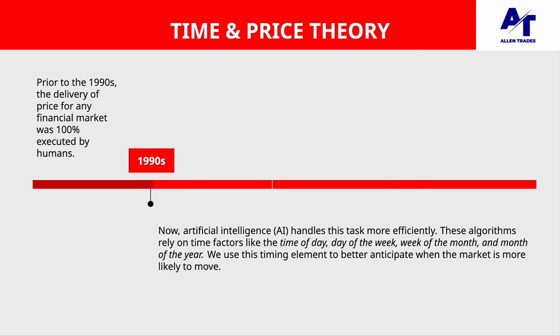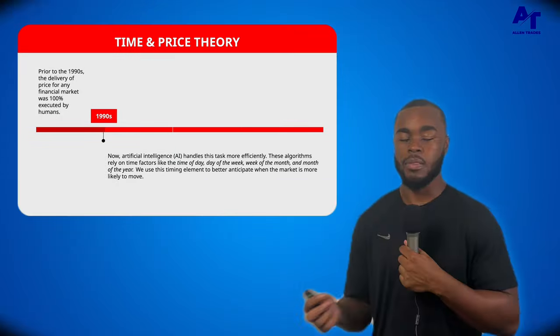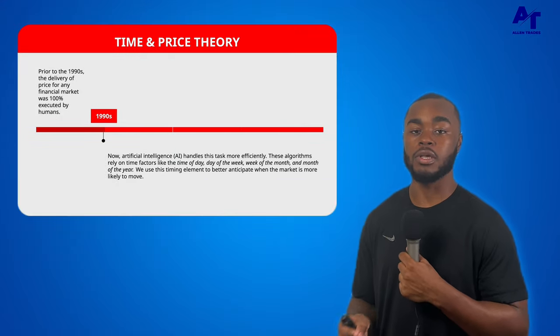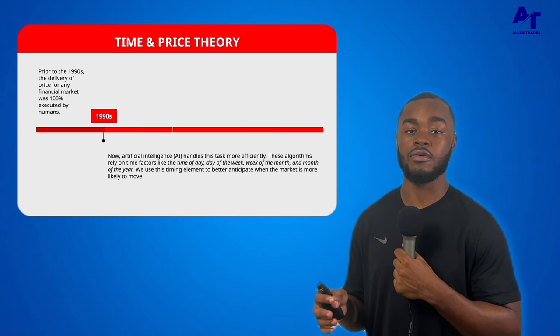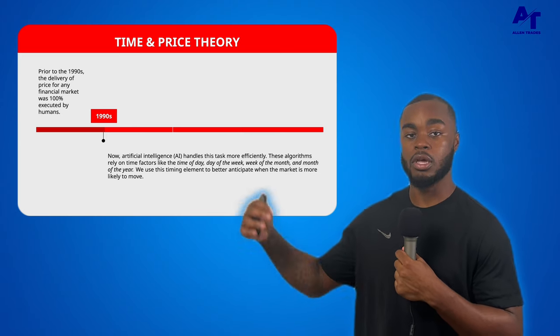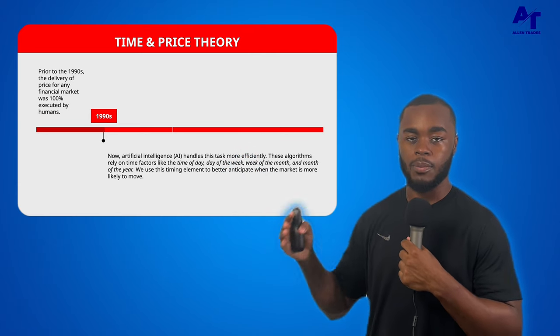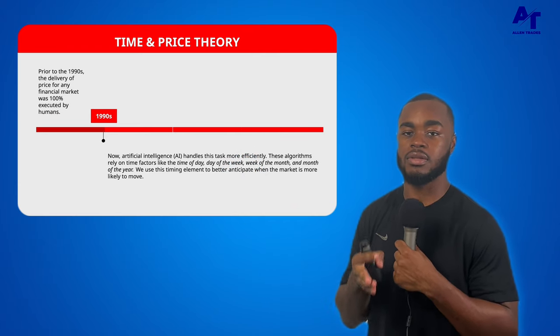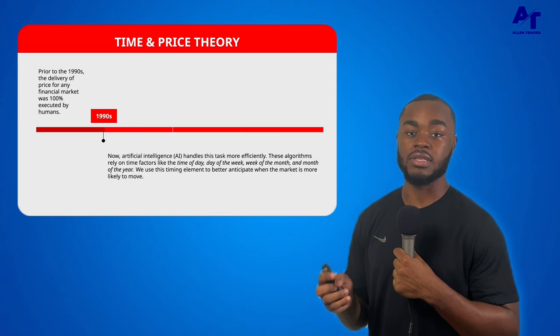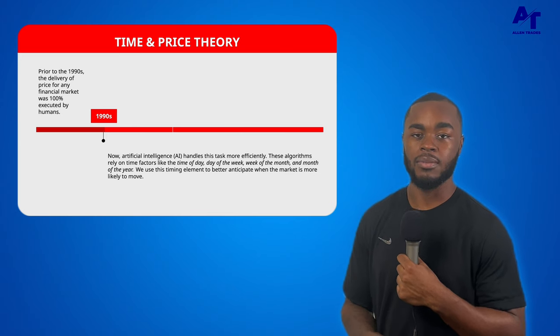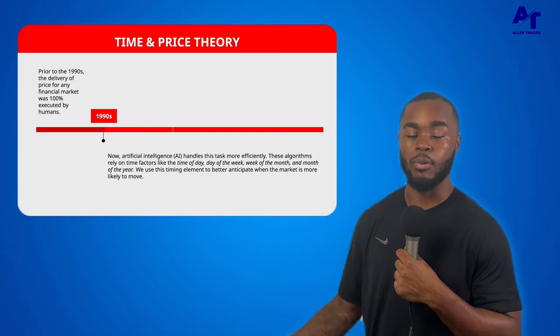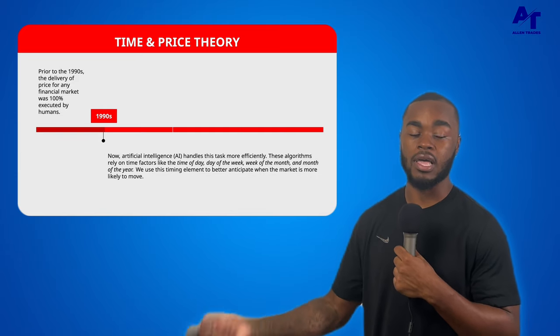So these algorithms rely on time factors like the time of day, day of week, week of month, and month of year. And we use this timing element to better anticipate when the markets are more likely to move. Now, because the primary focus of this course is on day trading, yes, I'm going to give you step-by-step trading plans for weekly swing and position trading, but the primary focus is day trading. So the times that we want to focus on are the days of the week and the times of the day, because anything above that is not really important when it comes to day trading and scalping.